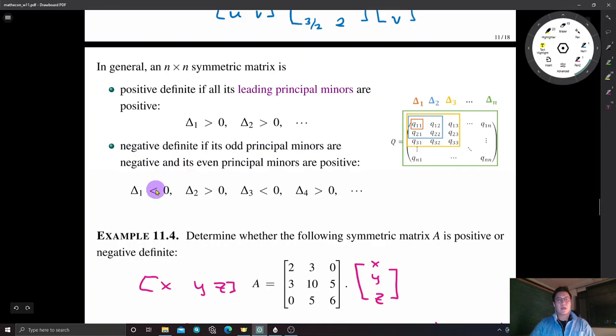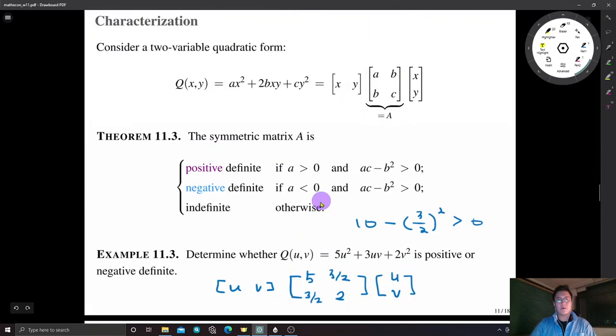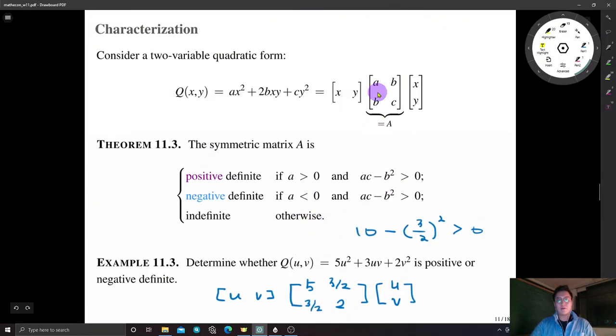So if the sign of the principal minors alternates like this, okay, so it starts from a negative value because the first one is an odd number, right? So negative, positive, negative, positive. If the sign alternates like this, then the symmetric matrix is negative definite. Okay, so here we have the two by two case. The first one negative, second positive. Then matrix A is going to be negative definite.